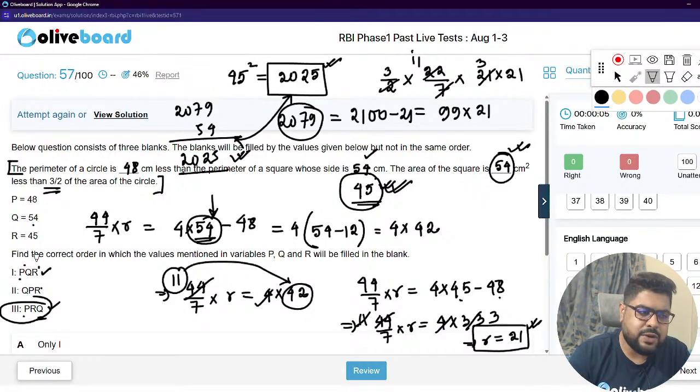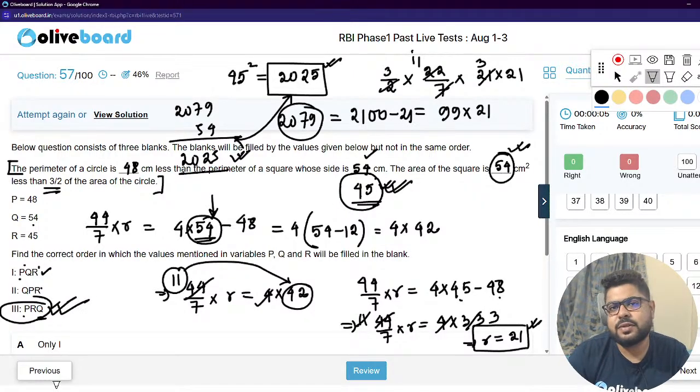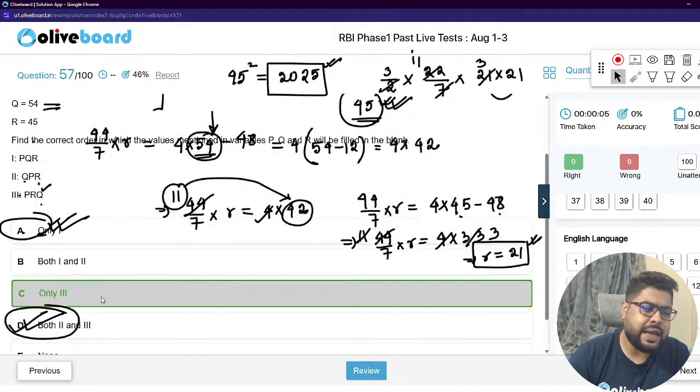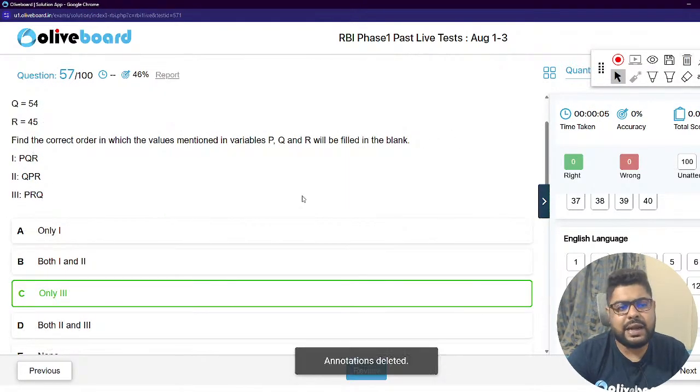So this is the only value that is matching. It is the only value. So option 3 has to be there. Yes, only 3. Option C, only 3 is there. That has to be my answer.